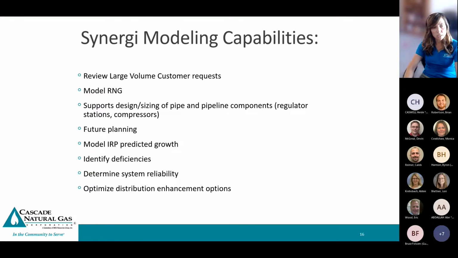We can use them to determine system reliability. Could be a gas emergency or some system we need to shut in. We use the models for that. And we can optimize our distribution system enhancements with them. So lots of tools, and Synergy is a great resource. That's why it's really important to have it really accurate.